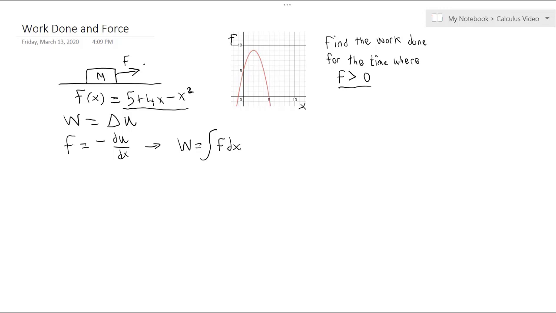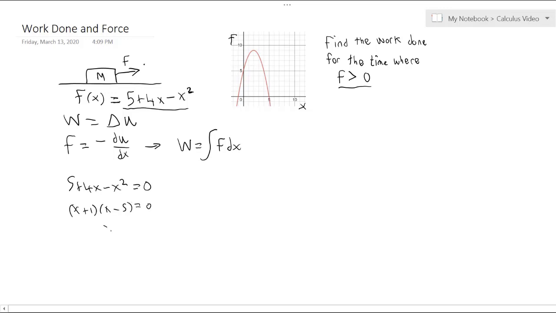So we need to find when 5 plus 4x minus x squared is equal to 0. And so we can factor this into x plus 1 times x minus 5 equals 0, which means x is equal to minus 1 and 5. So now that we know this, we can put our bounds in the integral, minus 1 to 5 of 5 plus 4x minus x squared dx, of course.